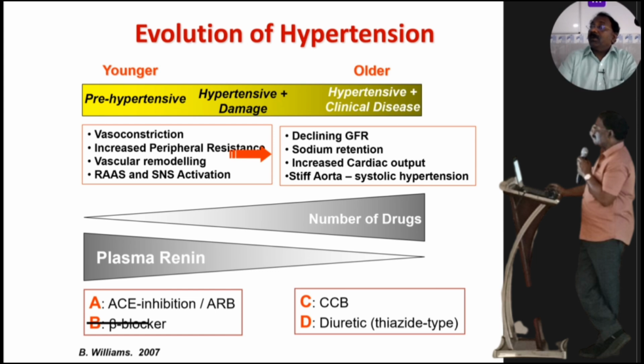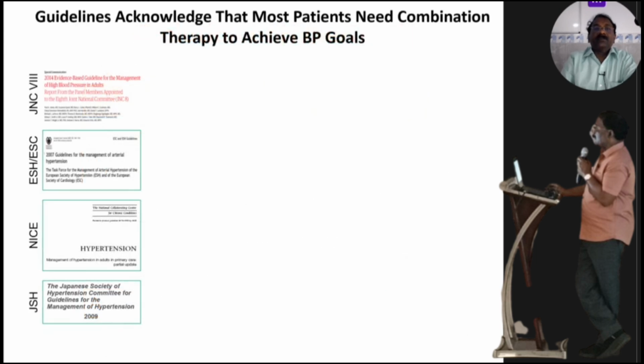You have to use a number of drugs. See the number of drugs: zero in younger individuals, only with non-pharmacological management. But as days go on in older individuals, newer drugs, multiple drugs, polypharmacy. So the plasma renin, ACE inhibitors, ARBs, calcium channel blockers, etc. What are the guidelines? Your JNC 8 or European Society of Hypertension, NICE guidelines, UK.